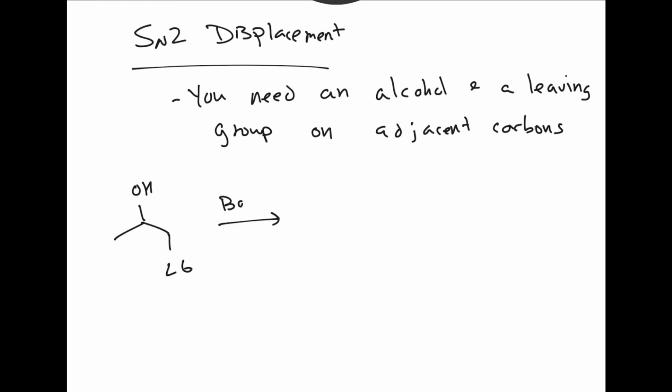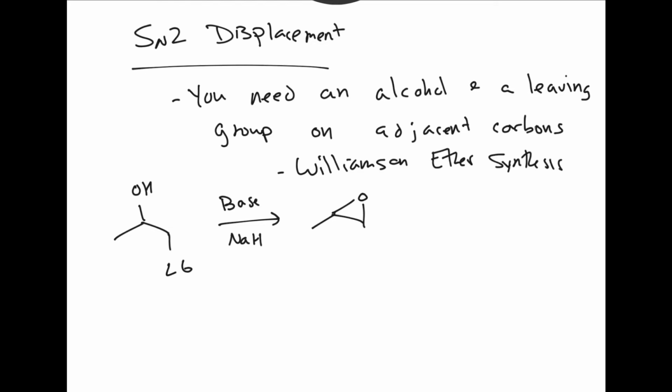Then you're going to add a base. My go-to base for these, for the most part, is just sodium hydride. Other things can work, but I just default to sodium hydride as my go-to base for this. And that will make your epoxide. So basically, we're just doing a Williamson ether synthesis, where I'm making an O- with my base. And I've got my leaving group right beside it. And we can just come down, knock off that leaving group, and make my epoxide.